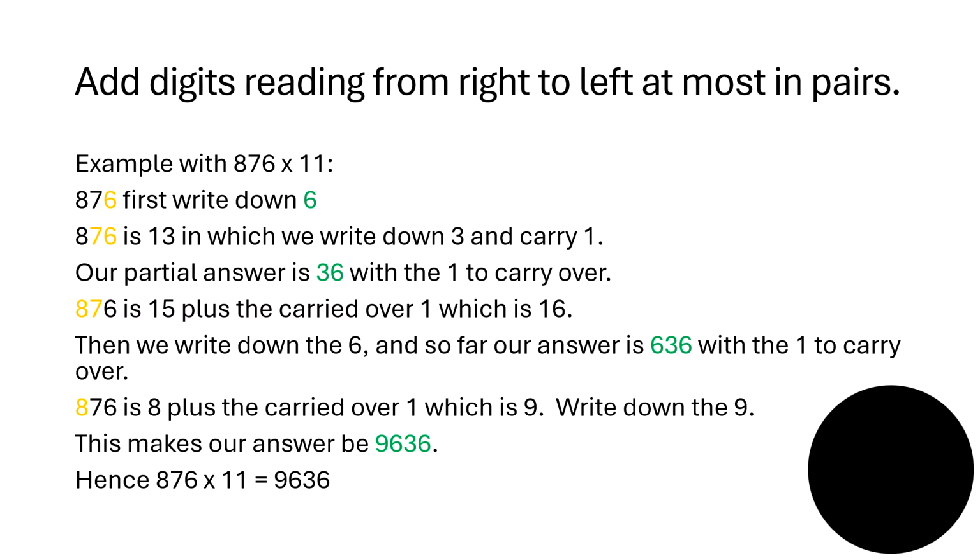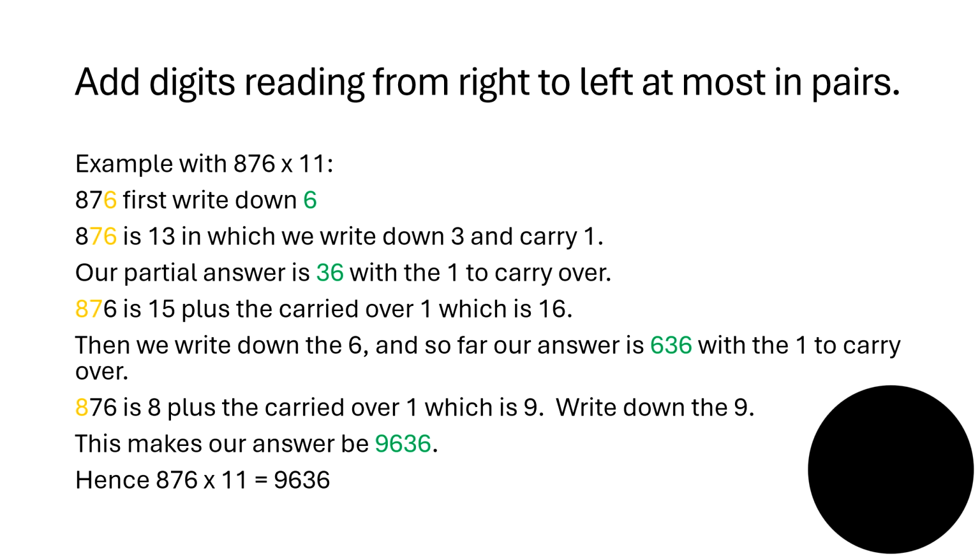Then next round you have your focal pair, which is 7 and 6. That adds up to 13. Write down the 3, carry the 1. So far our answer is 36, but don't forget to carry the 1. The next focal pair is 8 and 7, which is 15, plus the carried over 1, which is 16. Then we write down the 6, and so far our answer is 636 with the 1 to carry over.